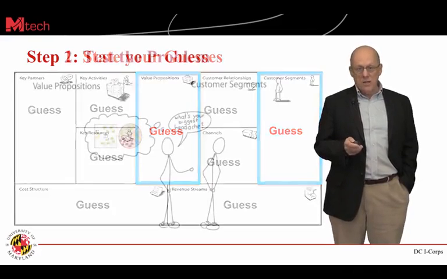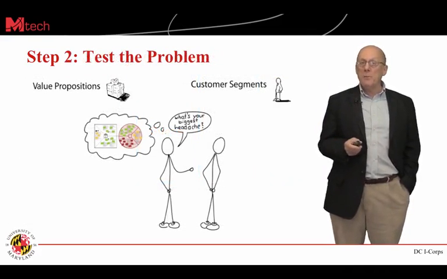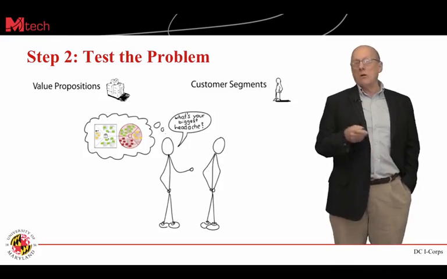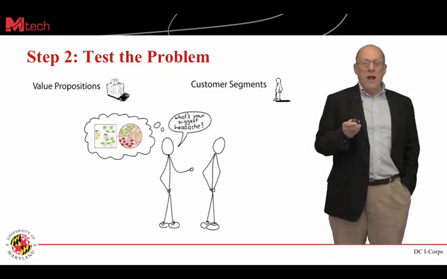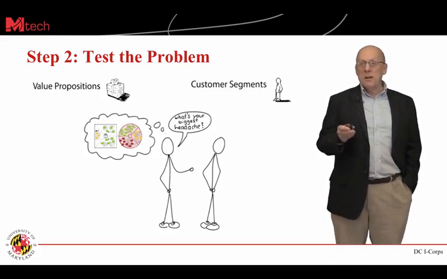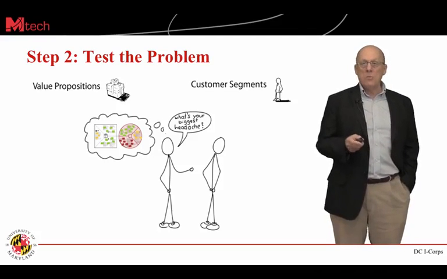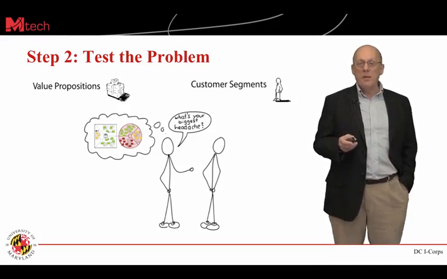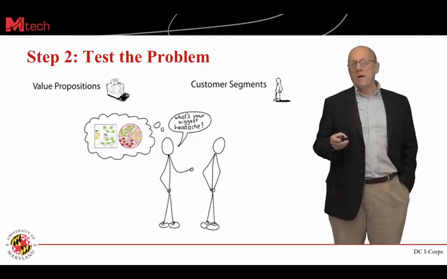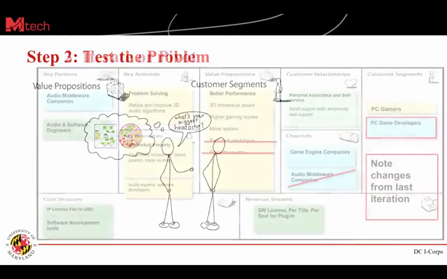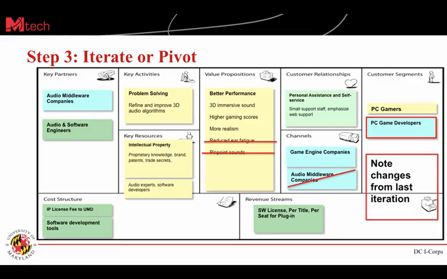We're going to state our guesses. We're going to test the problem. We're going to go out. We're going to talk to customers. We're going to ask them what their needs and problems are. We're not going to pitch a solution to them. We're going to ask them how things look to them. We're going to test value propositions by asking them about them. And then we're going to iterate or pivot.